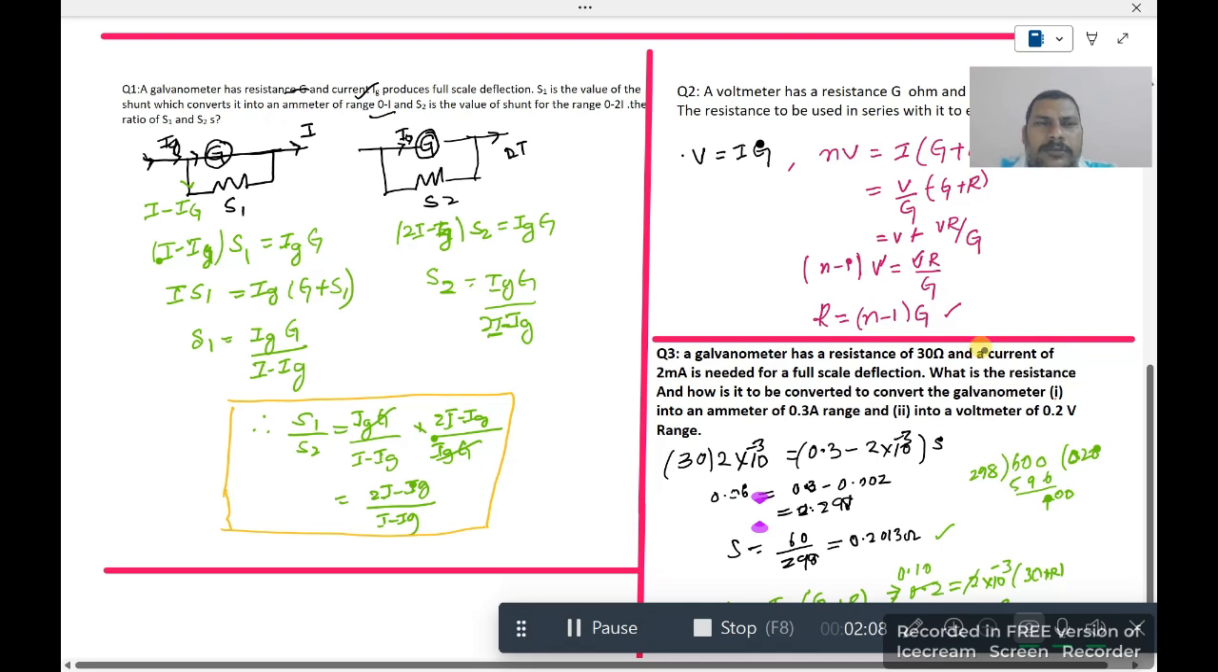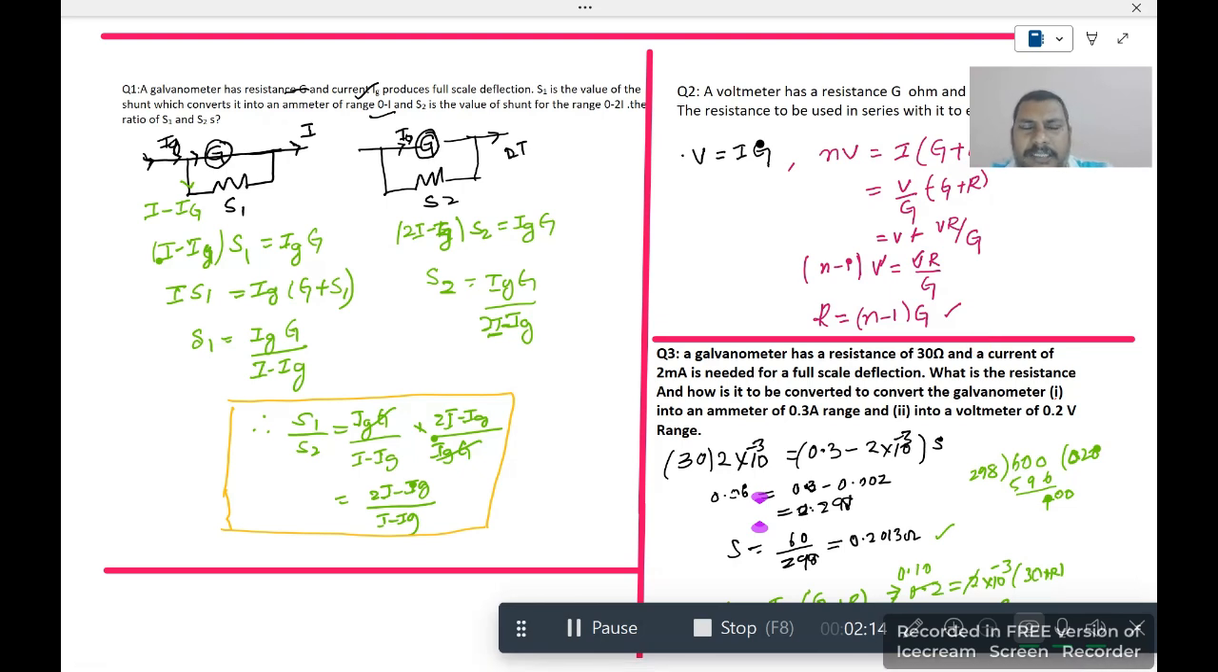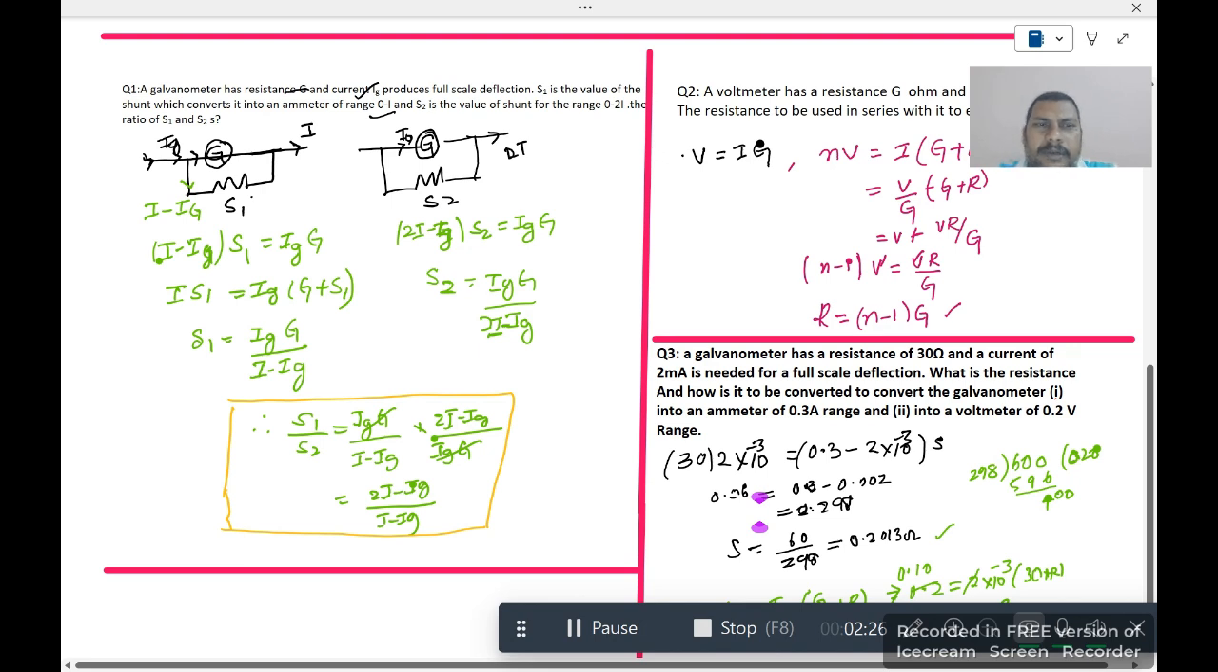Now through the galvanometer Ig current is going, which means I minus Ig goes through the shunt resistance. For an ammeter we are shunting a resistance parallel to the galvanometer. So (I minus Ig) into S1 is equal to Ig into G. The voltage is the same because they are in parallel. So S1 is equal to the shunting resistance, Ig into G, the resistance of the galvanometer, divided by I minus Ig.